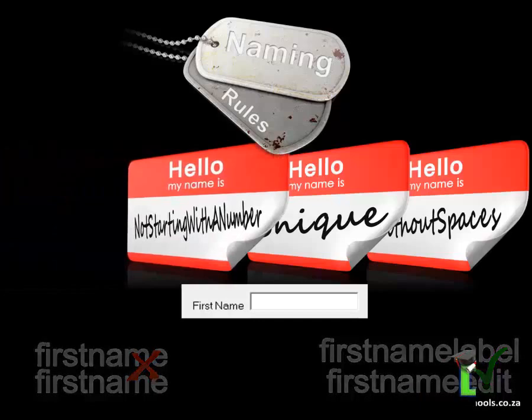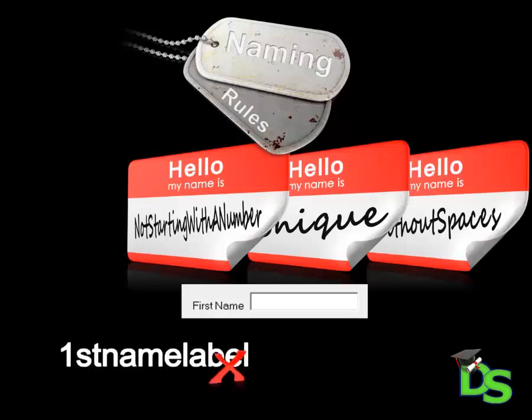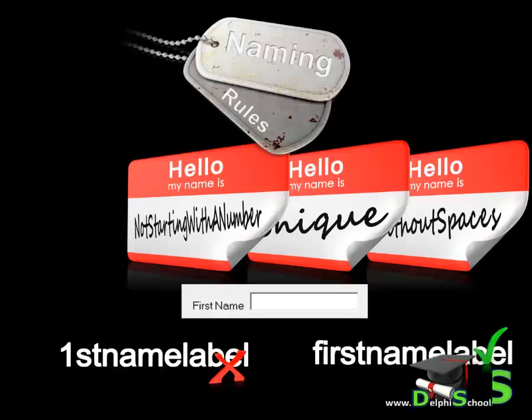Let's look at the third rule. Your components' names cannot start with a number. The first character in the name must be an alphabetical character. Therefore, you cannot call the label "firstnamelabel" with a 1 in the front. Rather, type the first name label out in alphabetical characters. The same applies for the first name edit or any other component.